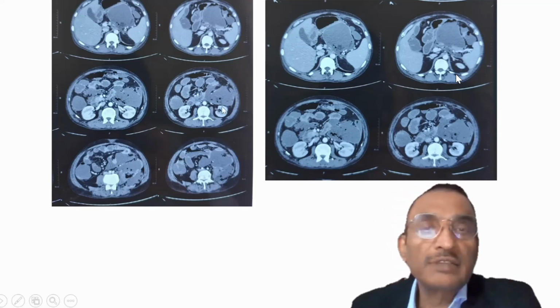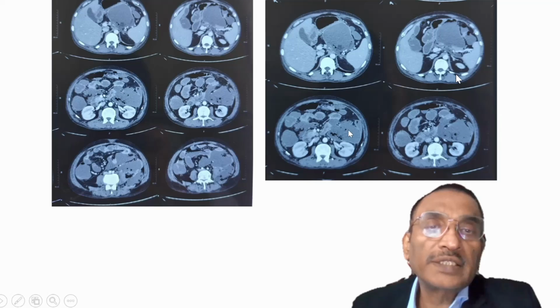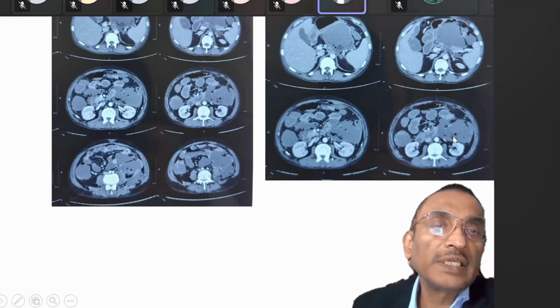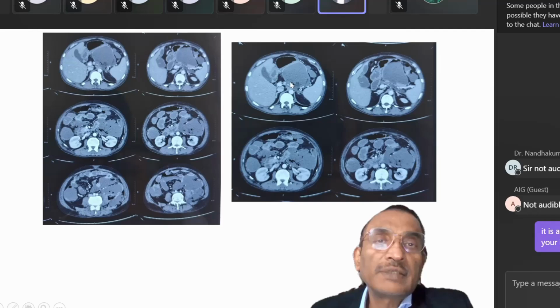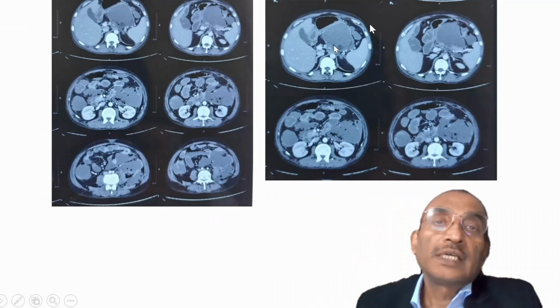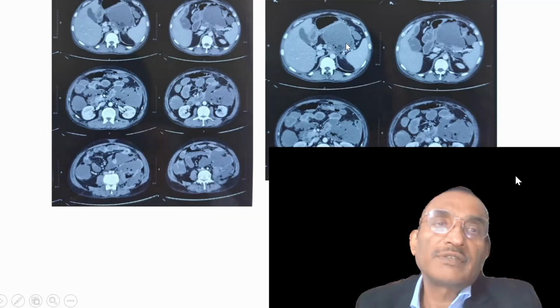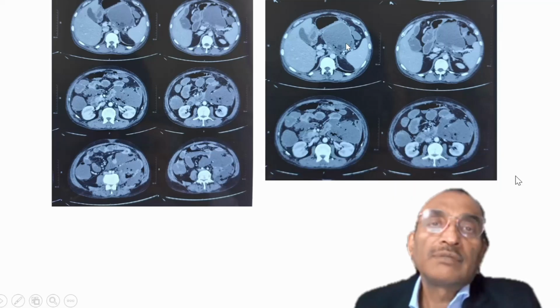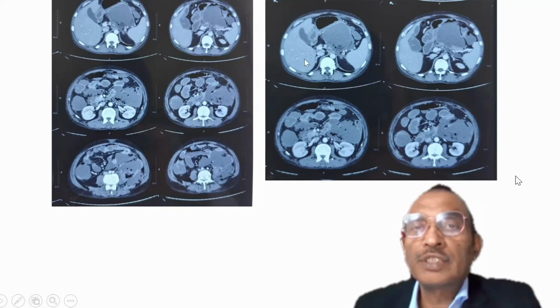But here it is very important to realize what these black structures are. These are basically air. Whenever you see air inside a collection, there is always the possibility of infection. So this is possibly infected because it contains air, or there is bowel fistulation. And here we see lots of vessels. Some degree of portal hypertension this patient is developing. So possibly a splenic vein thrombosis. The splenic vein is seen here, but subsequently it is not seen anywhere. So possibly a splenic vein thrombosis.